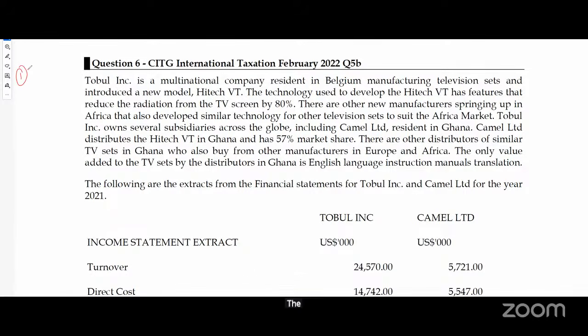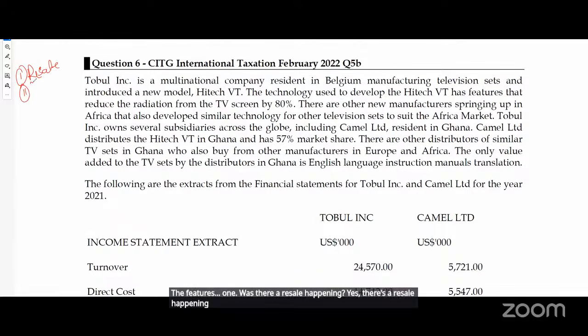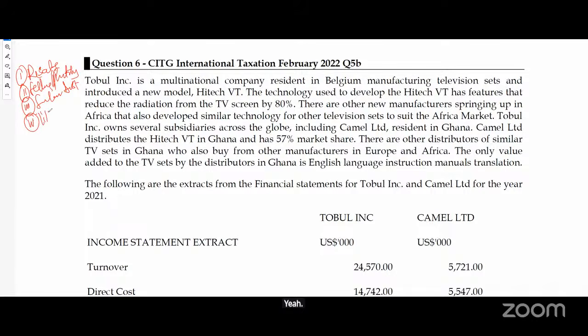So do we see the features? One, was there a resale happening? Yes, there's a resale happening. Two, was there a selling and distribution or marketing function? Yes, there was a selling or marketing function going on. Three, there were other similar distributors in the market. True or false? True. Four, little value was added. True or false? True. Meaning, what method can be applied here? The resale price. Do you get it?